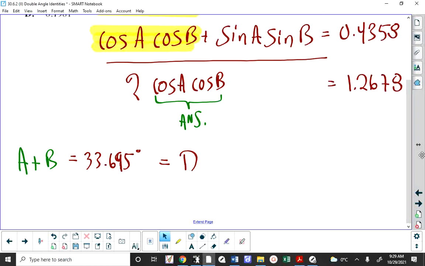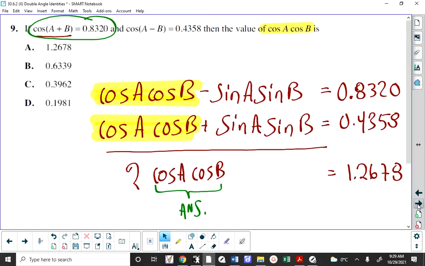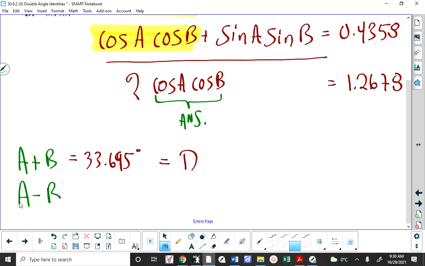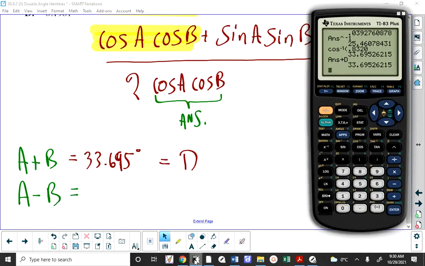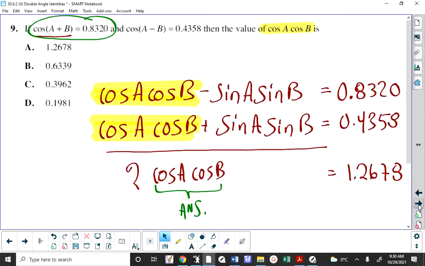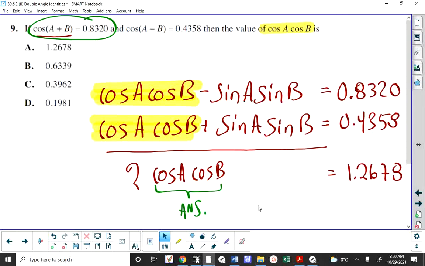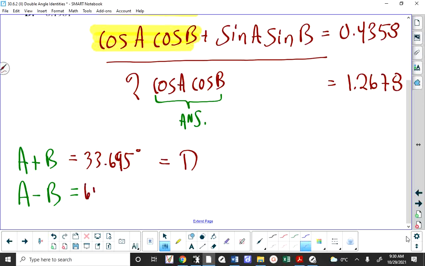Now I'm going to take the inverse cosine of 0.4358 to determine what A minus B is. And as I said, this is a lot of number crunching to keep organized in your head, 0.4358. So it's 64.16. I'm going to store that as E, just because.